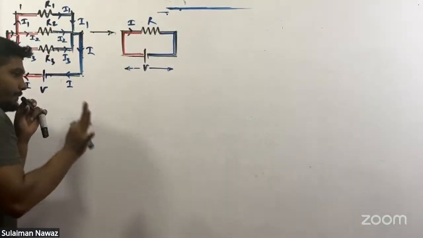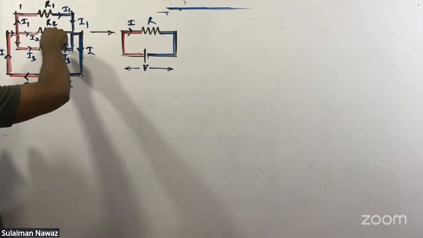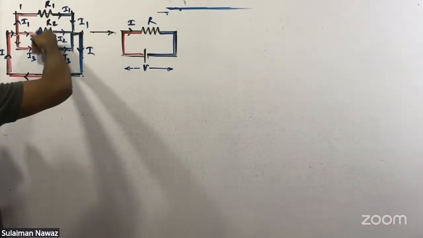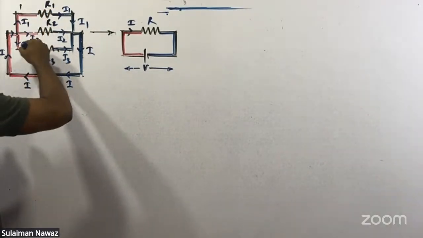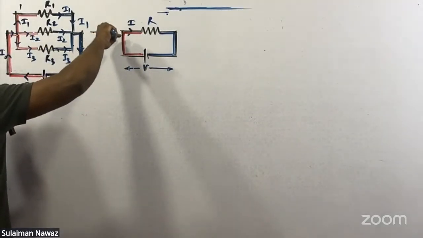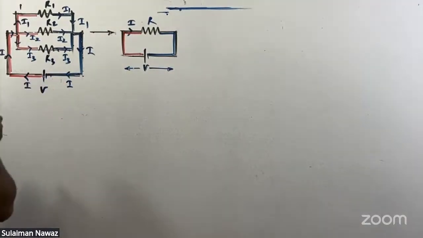That's the first point. The second point is the current passing through the resistors in parallel. When you get the summation I1 plus I2 plus I3, that is going to be equal to the current passing through the equivalent resistor. That's the idea.